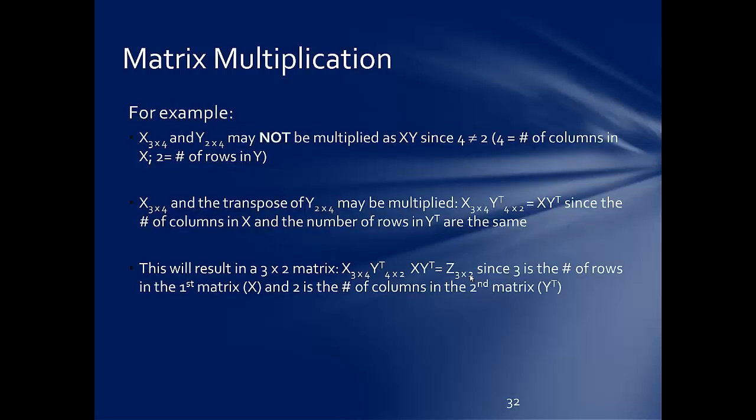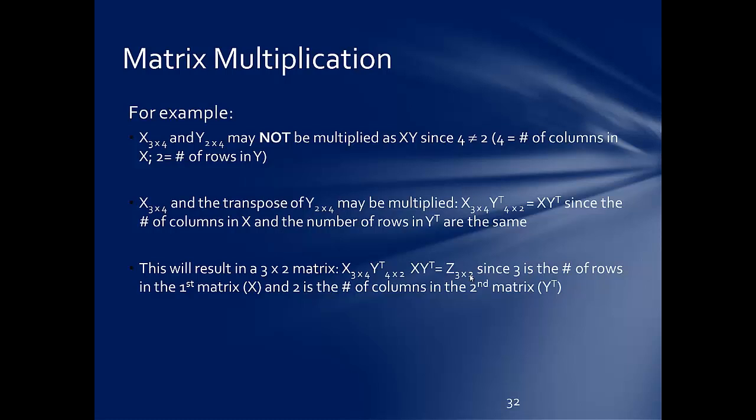For example, if X is a 3 by 4 matrix and Y is a 2 by 4 matrix, these two matrices may not be multiplied as XY because 4 does not equal 2. In other words, the number of columns in the first matrix does not equal the number of rows in the second matrix. So that would be a violation of rule number 1.